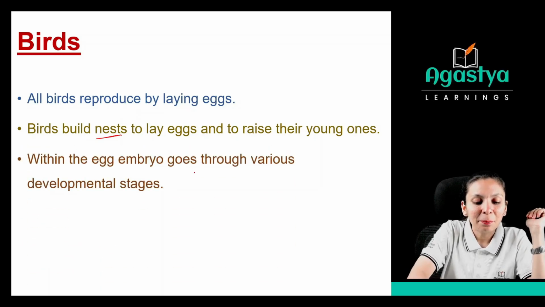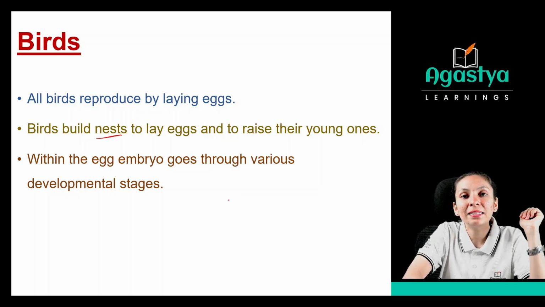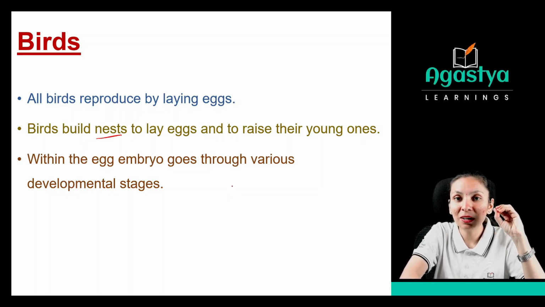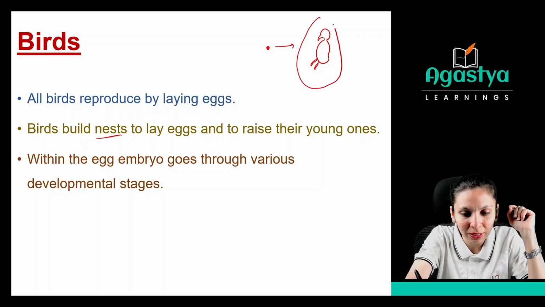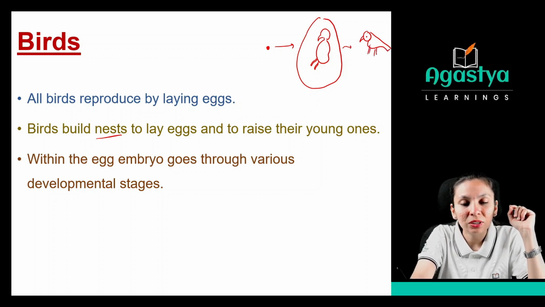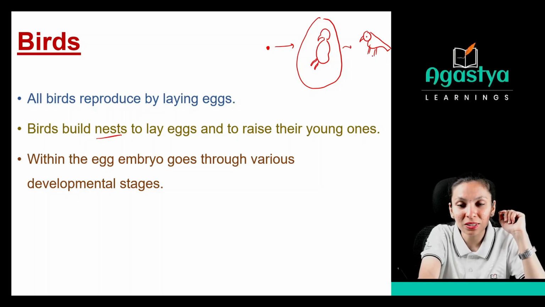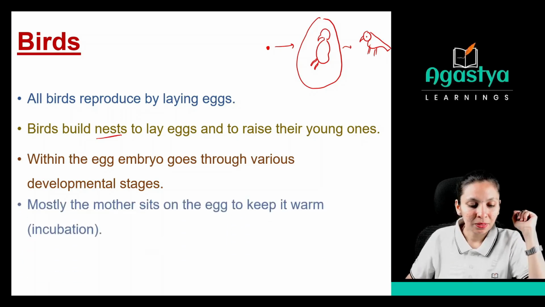Within the egg, the embryo goes through various developmental stages. As we discussed in the reproduction part, once the embryo looked like a spot. After some time, it looked like this, right? Inside the egg only. But when it comes out, it will look like this, right? So there are various developmental stages through which the embryo goes.